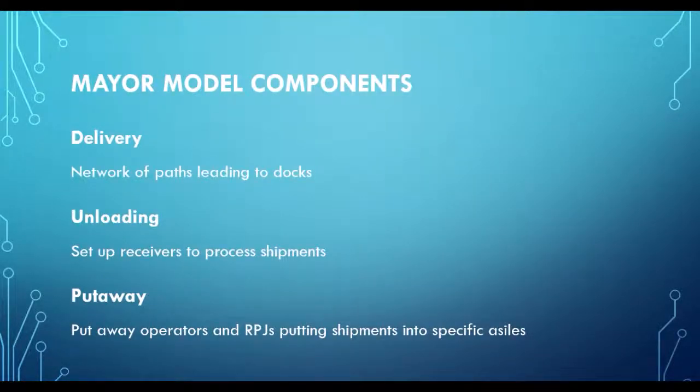Our 3 major model components are delivery, unloading, and put away. To briefly describe each component, we can say that the delivery is a network of paths that are leading to our docks. Our unloading is where we set up receivers to process the shipments that are coming in. And our put away operators and RPJs are putting shipments into specific aisles.